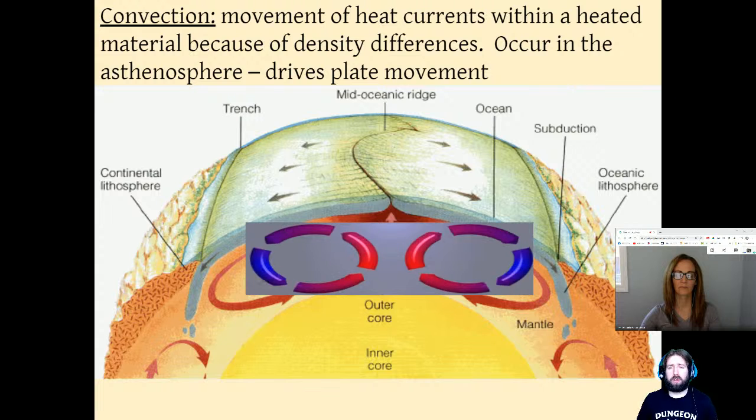So that's what we're going to be looking at today. We're going to be looking at all the different things that happen when plates either meet or don't meet. They go away from each other. And different things are associated with each of the different ways that the plates move relative to each other. So, that's where we are.